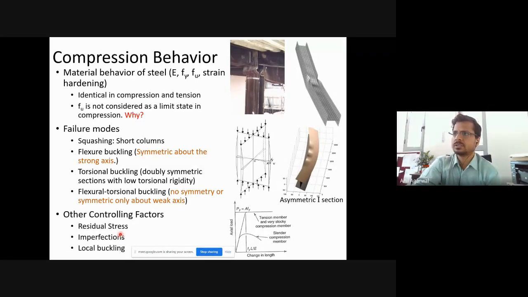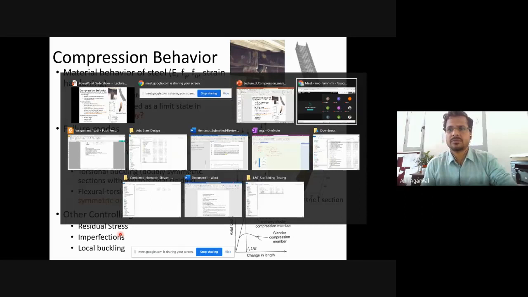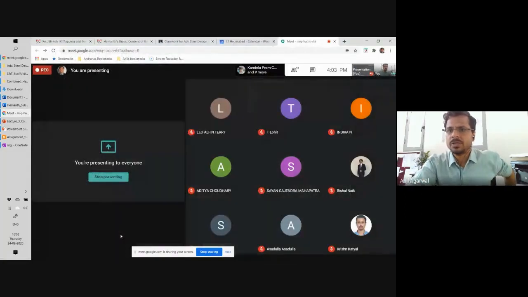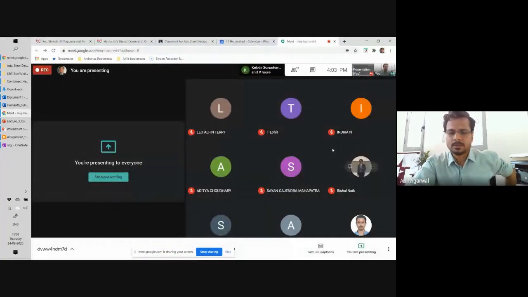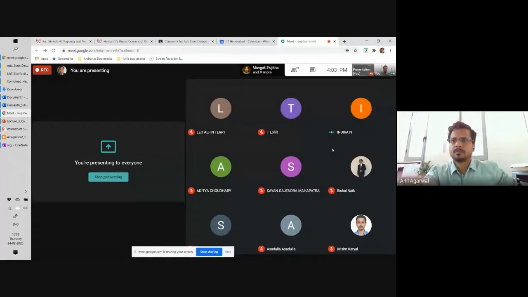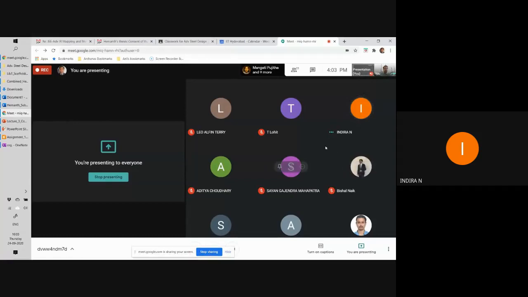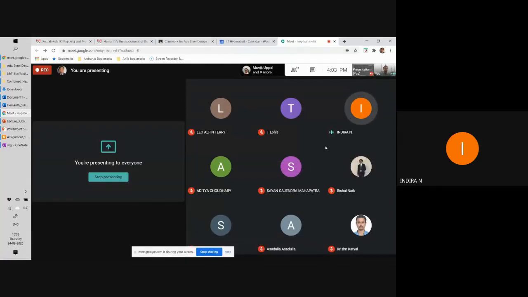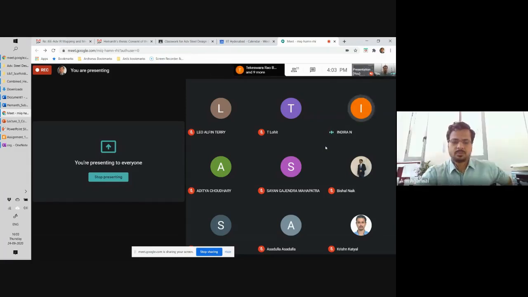Okay. Residual stresses, who can tell me what you understand by residual stresses? Let me pick a name. This is a very simple question. So Indira, do you want to give it a try? What is residual stress? Internal stresses, sir. Without any load being applied, there are internal stresses within the member due to uneven heating, the hot rolling process, welding, because of that.